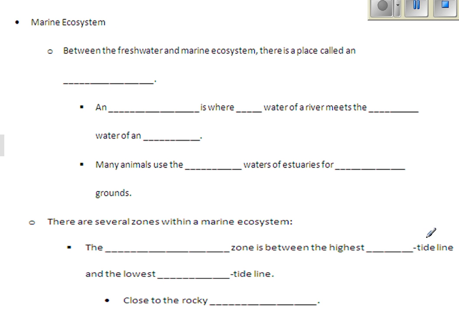The next ecosystem is a marine ecosystem. Okay. And the marine ecosystem has salt. But the place that connects the freshwater rivers to the big marine ecosystem oceans would be a place called an estuary. And an estuary is where the fresh water of a river meets the salt water of an ocean.